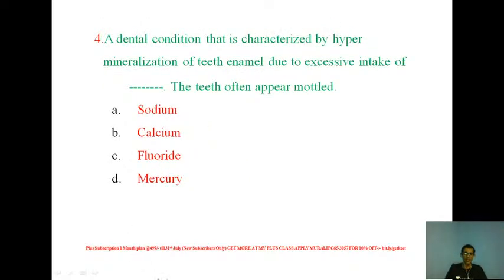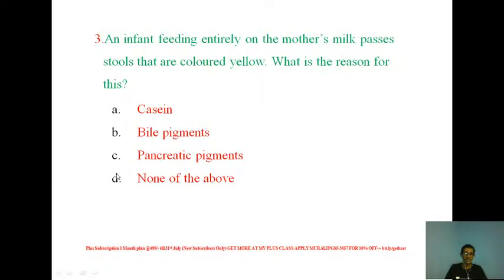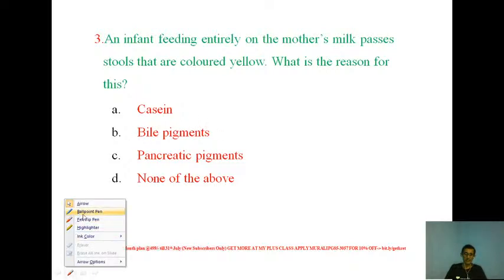Casein is the milk protein, isn't it? Bile pigments are pigments produced from the glands. Then pancreatic pigments, none of the above. So the answer is B, bile pigments. Bile pigment is the right answer for this question number 3.